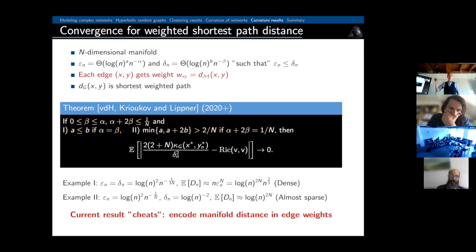But again, as I said, we're cheating because we're including manifold distances. So this is really to be expected. It's also sort of a test case, because if you can't do this, there's no hope, you can go home, right? So at least now we were happy. And then we said, okay, can we do without these weights?